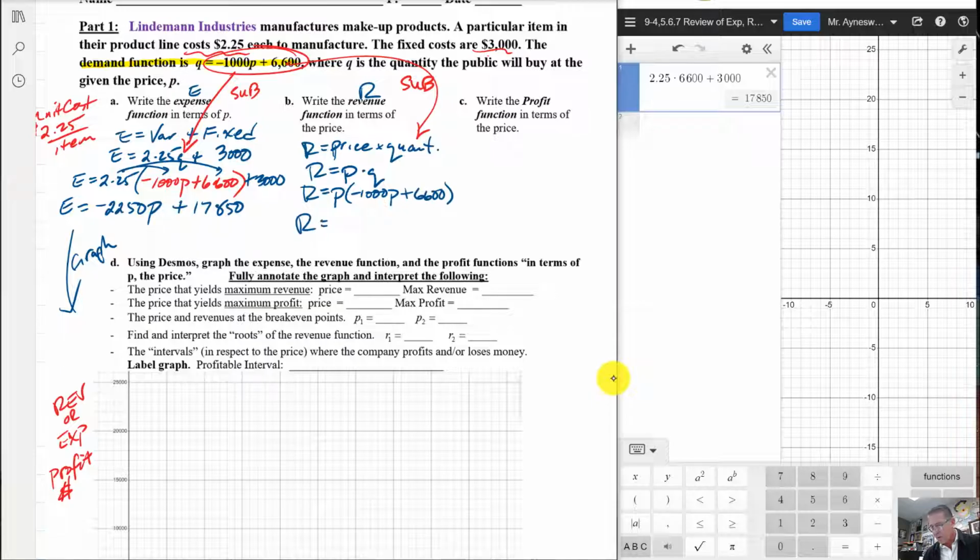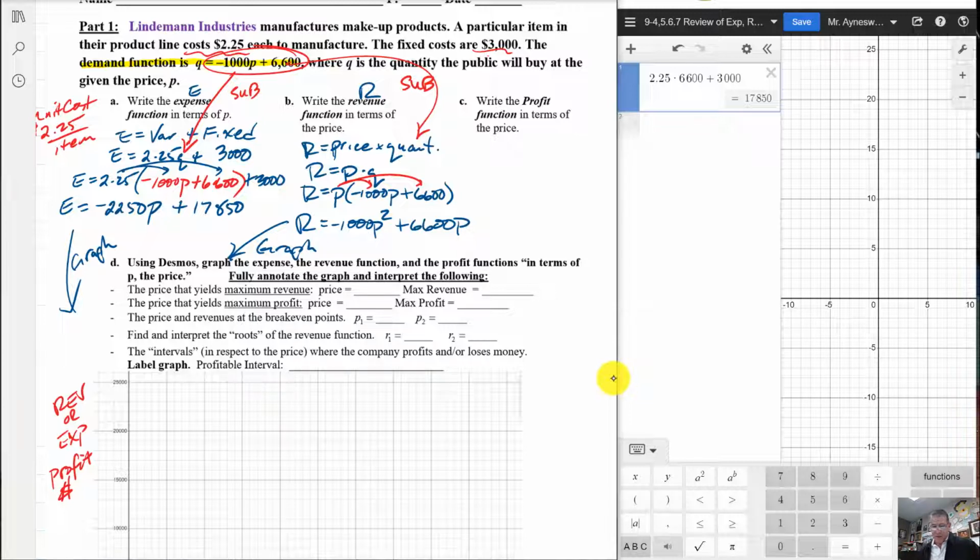Distribute through the P, because you got to distribute not once but twice. And you get negative 1,000 P squared, there's your quadratic, plus 6,600 P. Now we're going to graph this, so we're going to do that down here. We're going to do this in decimals here. And notice that's in terms of the price.